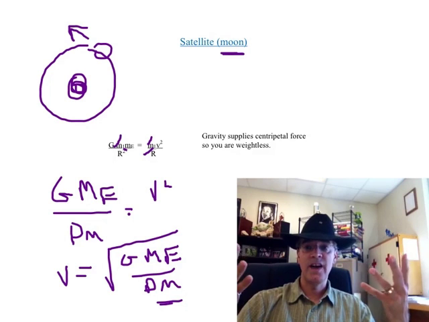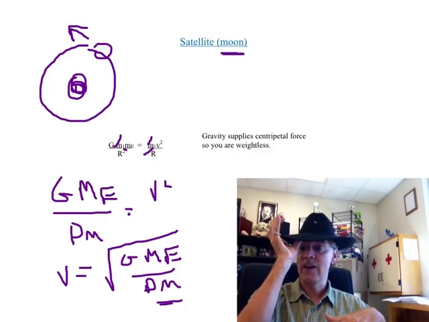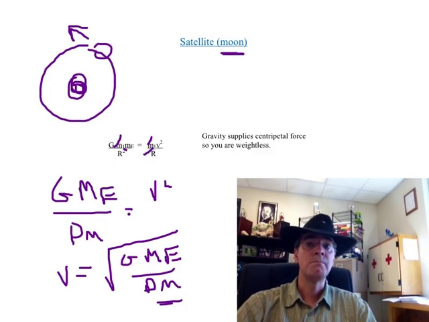But that allows us to find out how fast the Moon is traveling around the Earth based on the mass of the Earth. And we have to know that, but they did some experiments pretty early to find that out. So then we can find out how fast the Moon is traveling, or any other satellite is traveling around the Earth. Pretty nice.